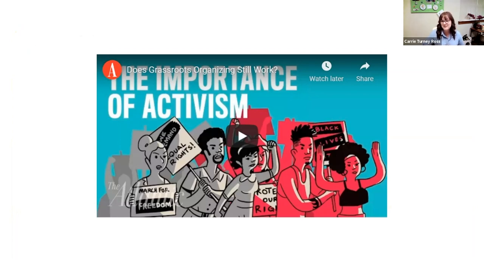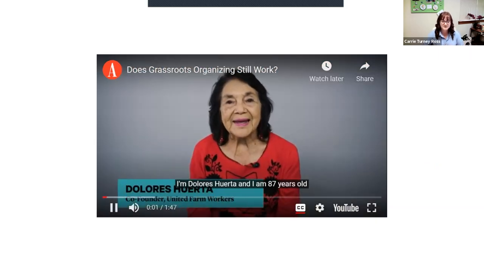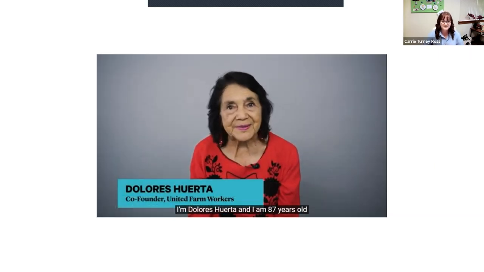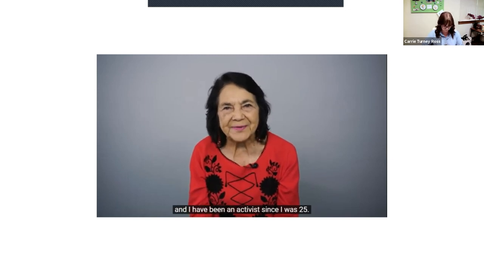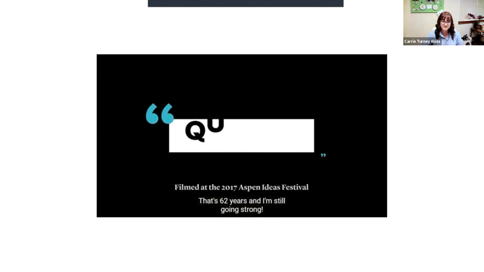And then just to wrap it up, I want to share this video about the importance of activism. I'm Dolores Huerta, and I am 87 years old, and I have been an activist since I was 25. That's 62 years, and I'm still going strong.